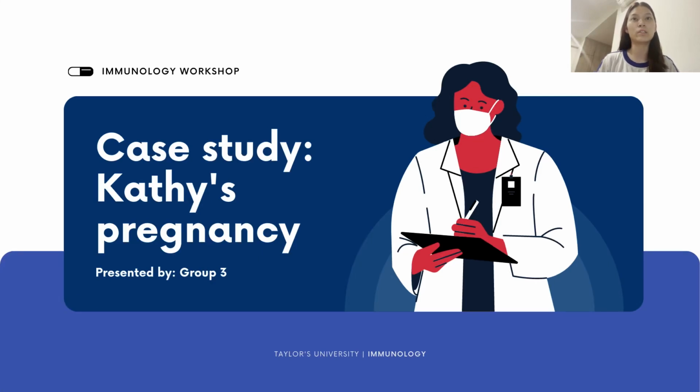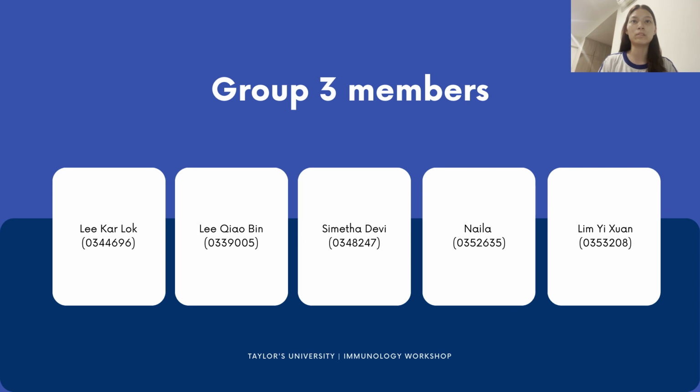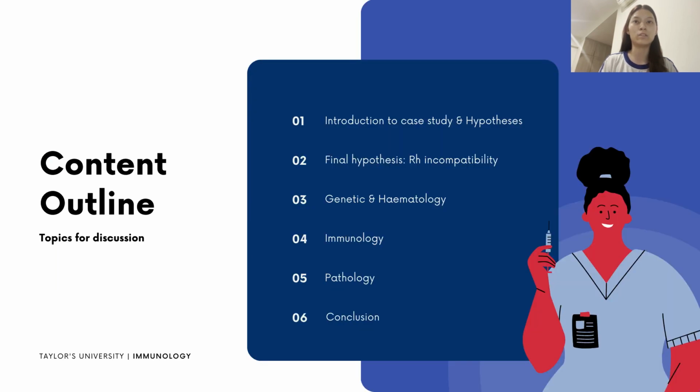Today we'll be discussing a case study which involves Katie, a 35-year-old woman who was just confirmed to be pregnant. However, she's worried about possible miscarriage as she has had 2 miscarriages last year without known causes. In this presentation, we'll discuss the possible cause of her miscarriage and what she can do to ensure successful pregnancy this time. These are Group 3 members, and this is an outline of our presentation today.